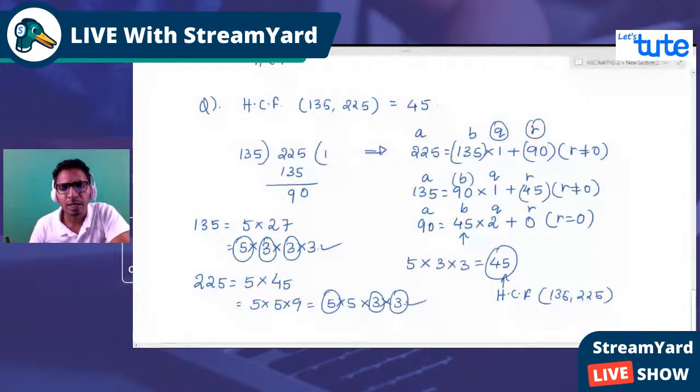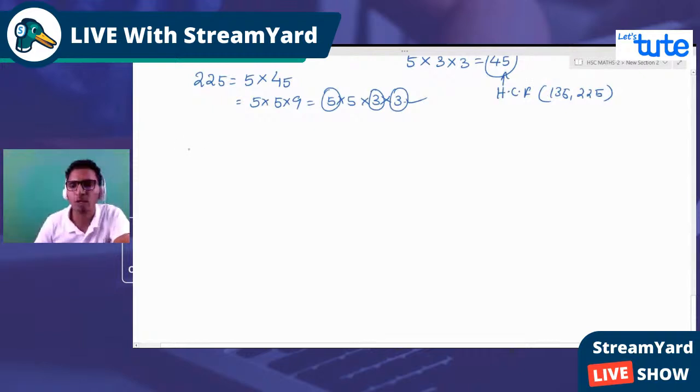867 and 255. Let's try to solve this. We have to find the HCF for 867 and 255.